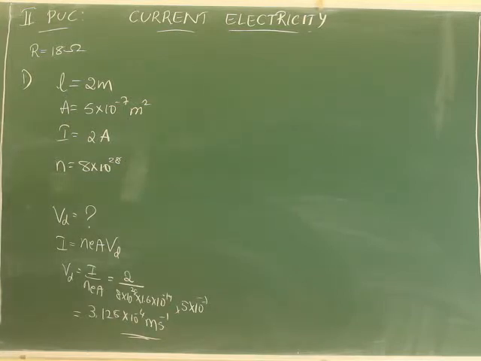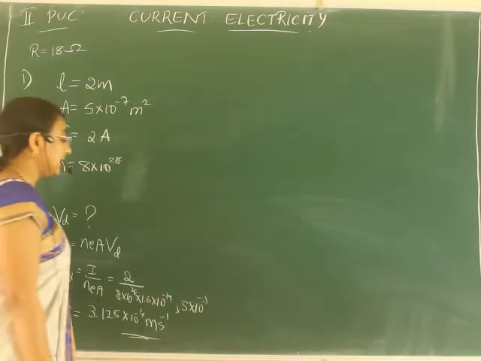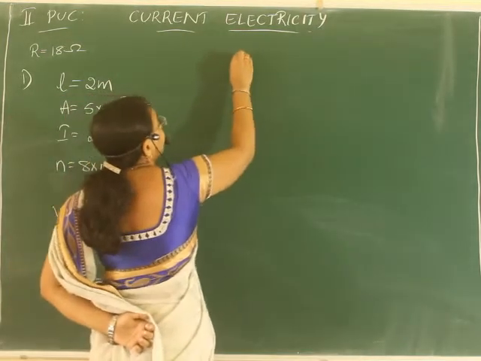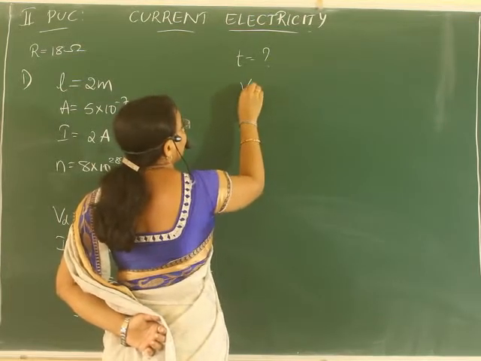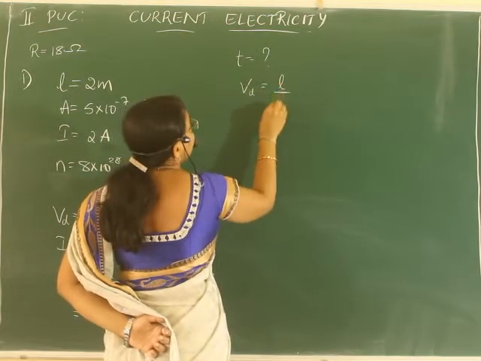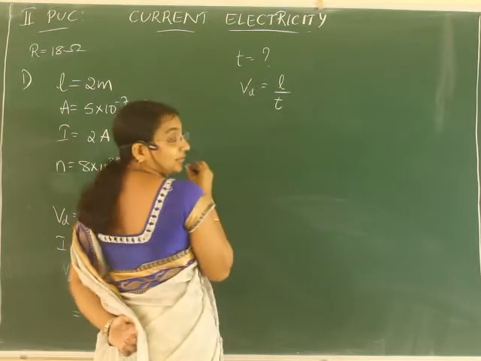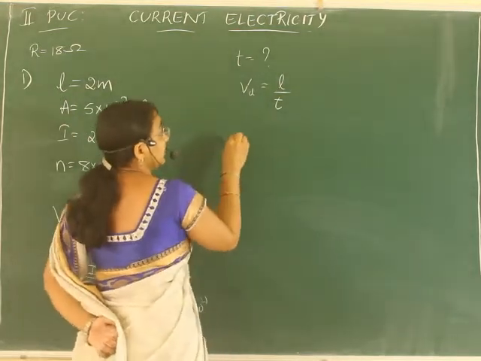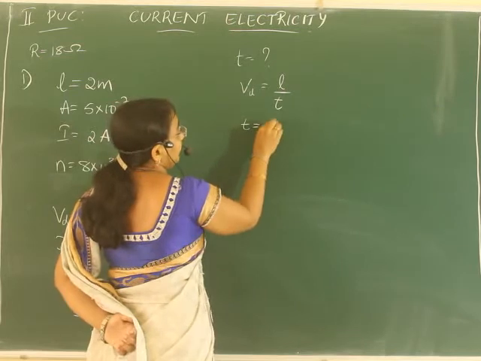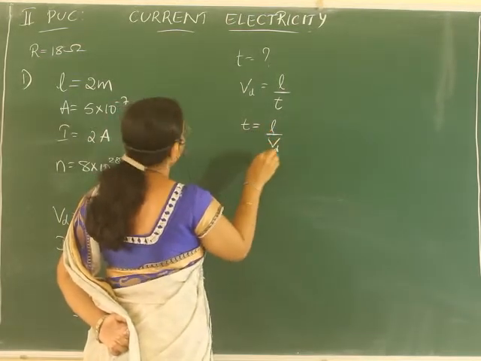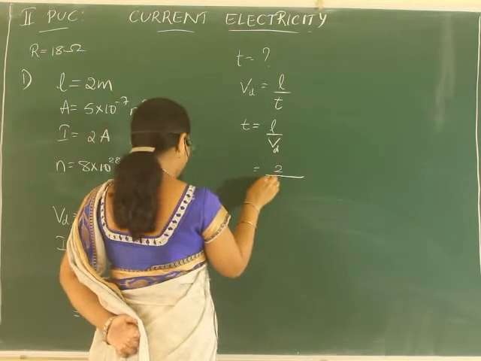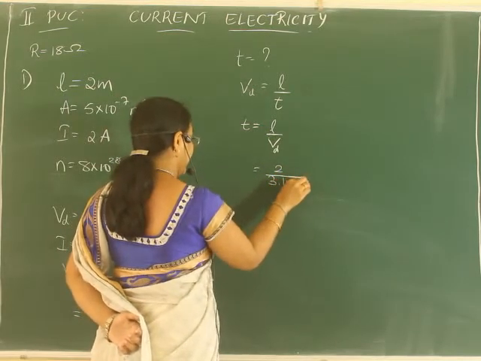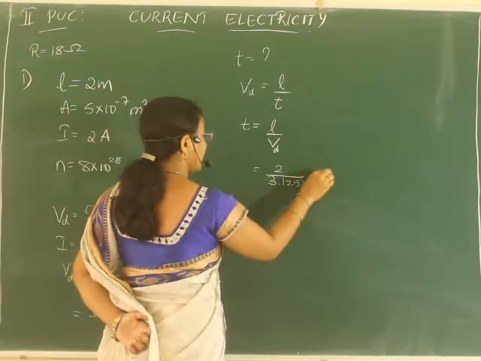Okay. Next, you have to calculate the time. How to calculate the time? We know that velocity is equal to distance by time. So VD is equal to length by time. I know that, correct? For a conductor. So can I calculate T is equal to L by VD? Substitute. L length is given. VD we got it. 3.125 into 10 to the power minus 4.